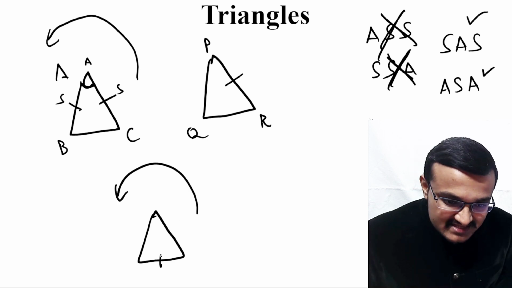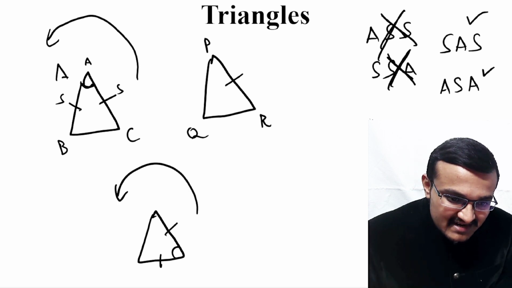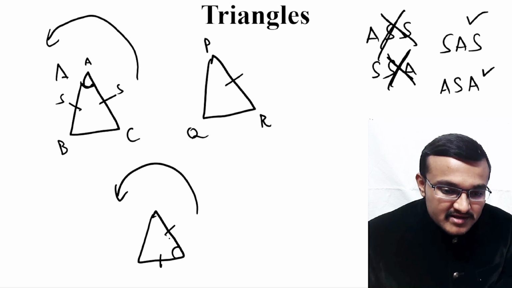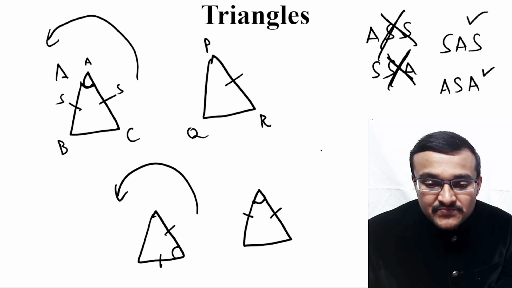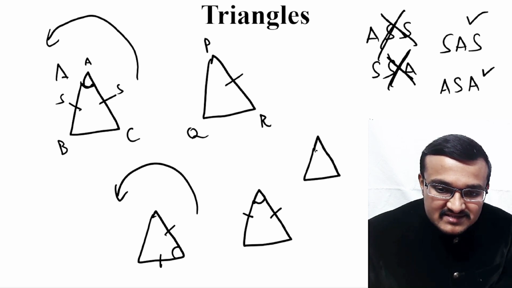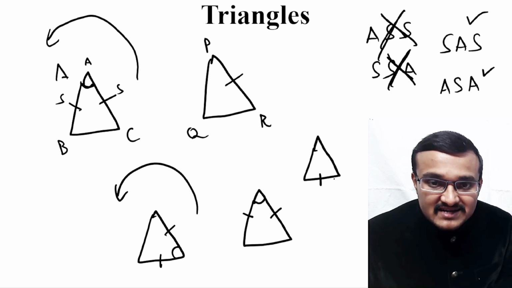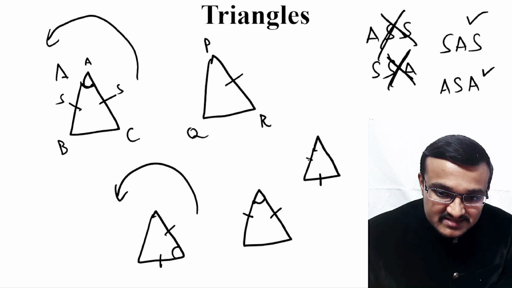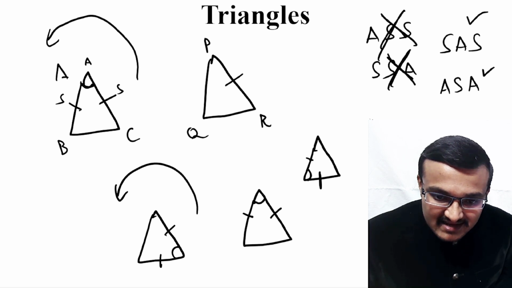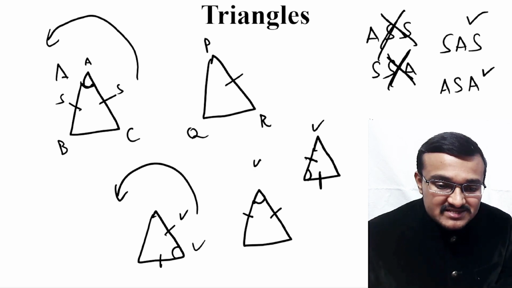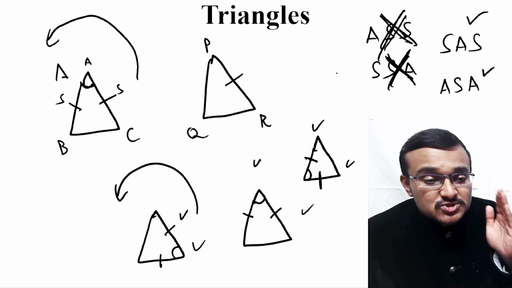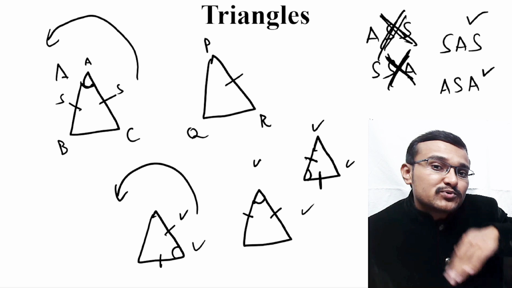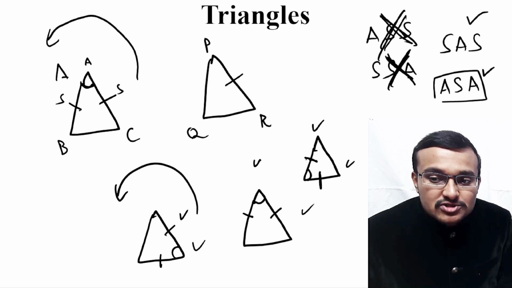So if you are considering this side, then consider this angle and this side. Or if you are considering in the same triangle this side, then consider this angle and this side. Or if you are considering the same triangle and this side, then consider this angle and this side. So for all these triangles, the SAS rule you are following. So using this axiom, you can prove ASA also.